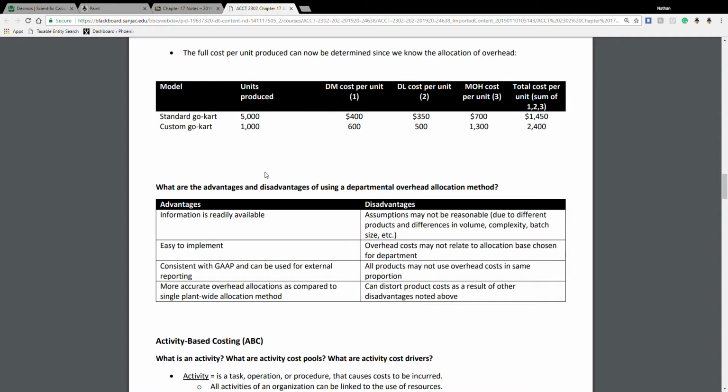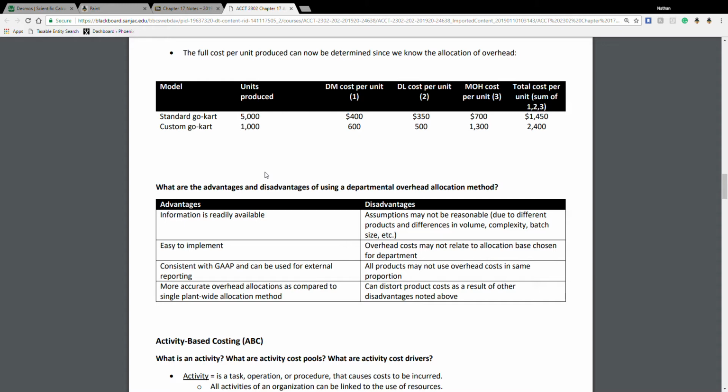All products may not use overhead costs in the same proportions. Again, that's the same thing as saying we just lump all the products together in that department and say, yeah, you take 20 hours. That may not work, okay? So it does kind of lump sum, just like plant-wide. So we have to watch out a little bit for that. And also it can distort product costs as a result of all these other disadvantages.